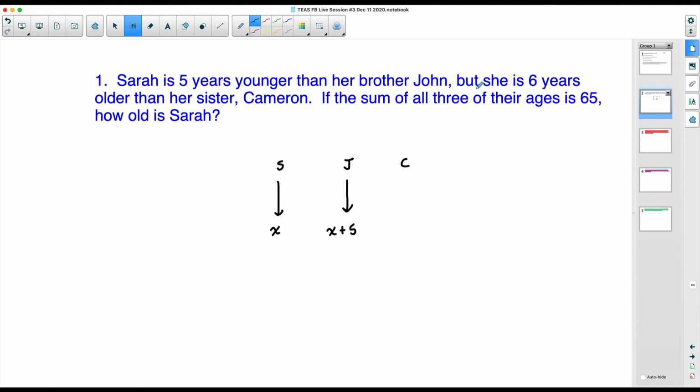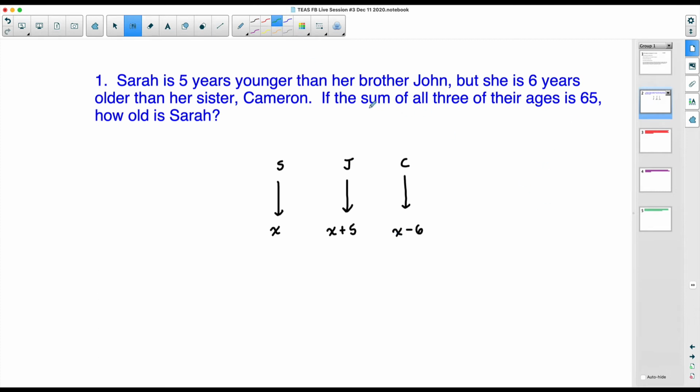Now, what about the next piece, though? Cameron. Sarah is 6 years older than her sister Cameron. So Cameron's younger than Sarah. What we would do here for Cameron's age, we would take Sarah's age, and since Cameron is younger, we would subtract 6 years. And now look at all three of these pieces. We have everything in terms of X, and X represents Sarah's age.